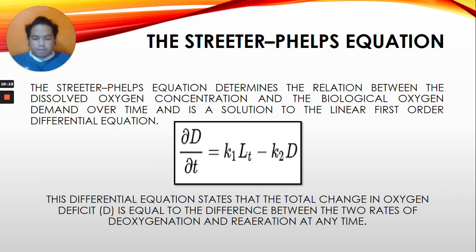So the equation goes like this: dD over dt is equal to k sub 1 L sub t minus k sub 2 times D. This differential equation states that the total change in oxygen deficit, or the D, is equal to the difference between the two rates of deoxygenation and reaeration at any time.